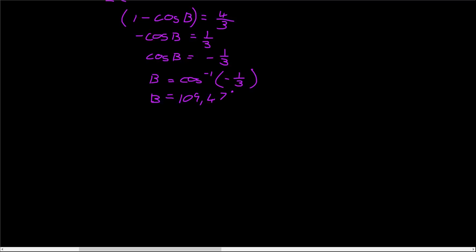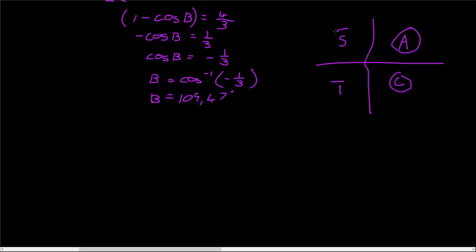Okay, so we've got our angle, but now there's something to remember. I don't know if you remember this from high school, and that is the CAST rule. C-A-S-T, which says cos is positive in this quadrant, all are positive here, sine is positive here, and tan is positive here. So we've found our angle B at 109 degrees, which is somewhere here. That's about 109 degrees.